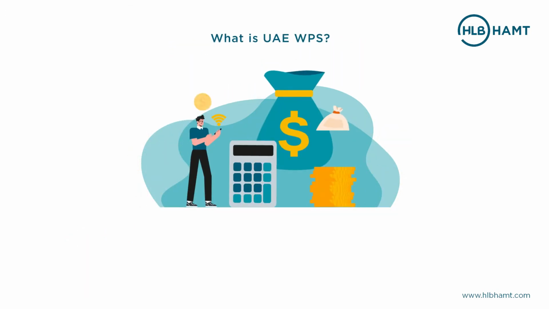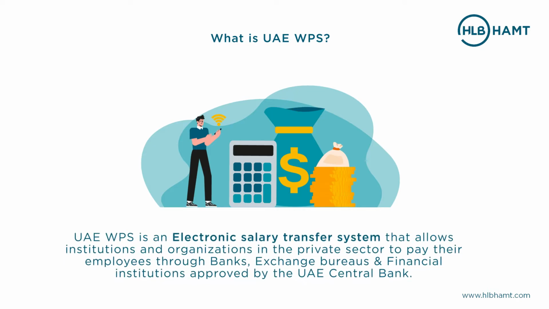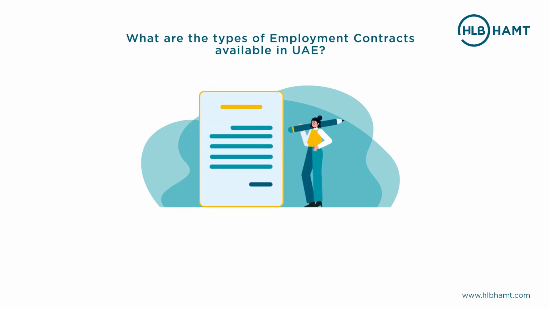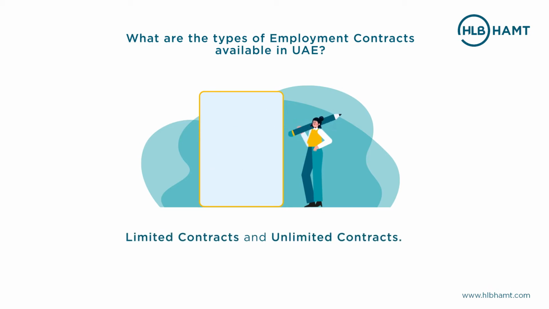What is UAE WPS? UAE WPS is an electronic salary transfer system that allows institutions and organizations in the private sector to pay their employees through banks, exchange bureaus and financial institutions approved by the UAE Central Bank. What are the types of employment contracts available in UAE? Limited contracts and unlimited contracts.